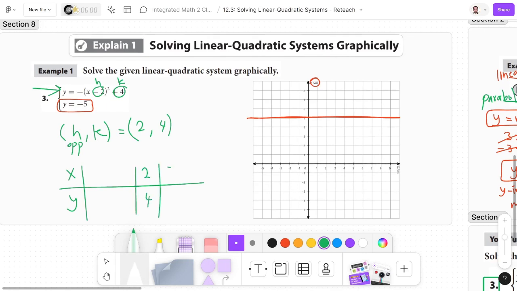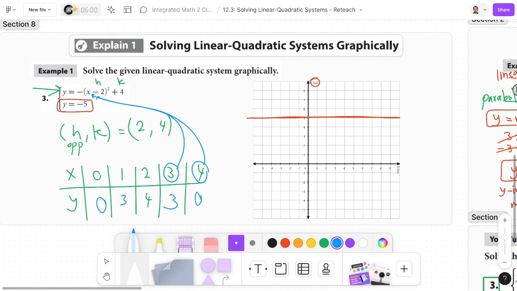Now pick 2 points greater than, 3 and 4. Pick 2 points less than, 1 and 0. Now plug these points in the equation. If I replace 3 in the x, 3 minus 2 is equal to 1. 1 squared, so -1 plus 4 is equal to 3. Now let's replace 4. 4 minus 2 is equal to 2, squared is 4. 4 times the negative, so it should be 0. So 3 and 0.